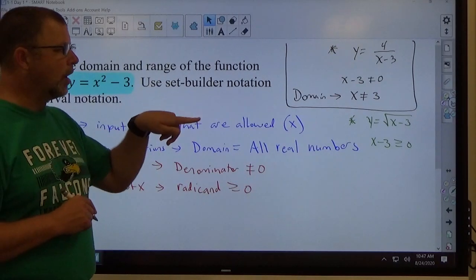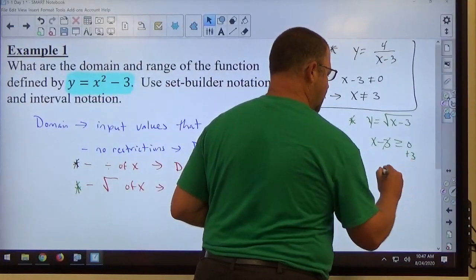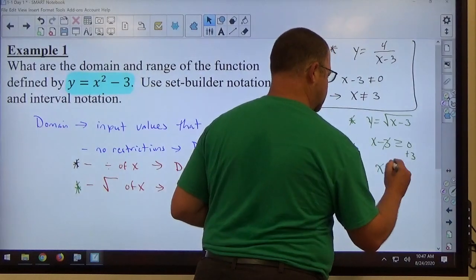If x minus 3 is greater than or equal to 0, and I want to solve that, I simply slide the 3 over, change the sign. x must be greater than or equal to 3. There's the domain.